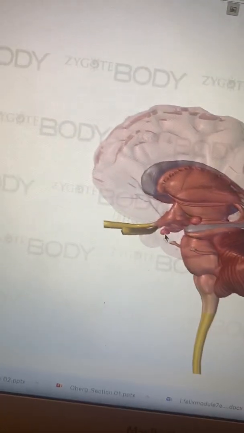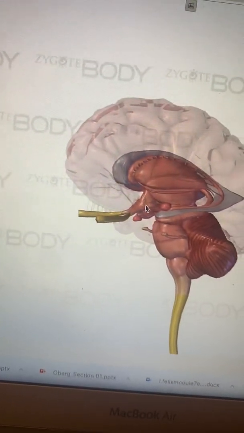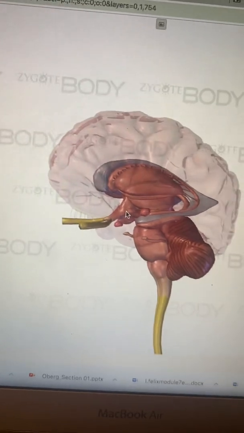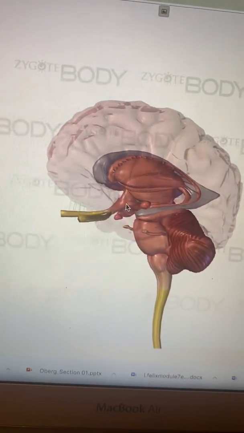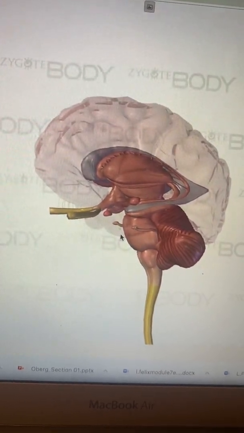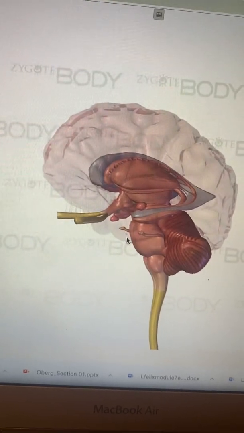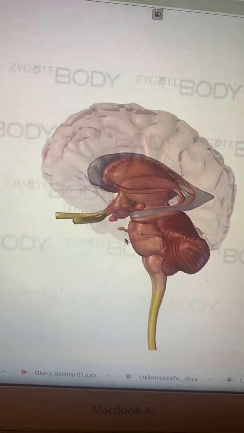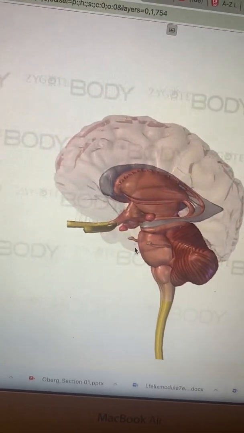This right here is the pituitary gland, and the hypothalamus, which is also in the brain, controls both the anterior and posterior lobes of the pituitary gland. So the posterior pituitary gland releases oxytocin and ADH, which is antidiuretic hormone.